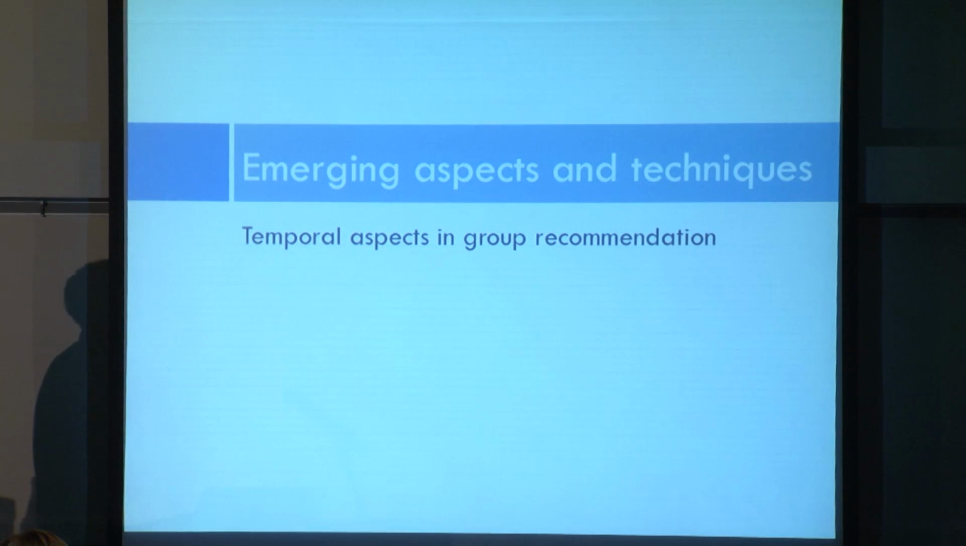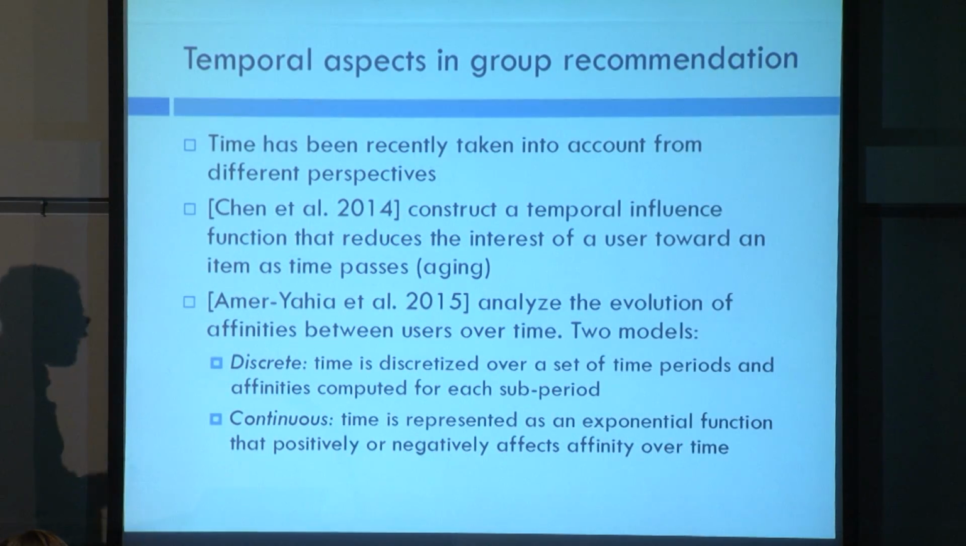Considering the temporal aspects in group recommender systems, between 2014 and 2015, 2 papers emerged that consider this aspect, and time has been actually considered in a very different way. In the first approach by Chen et al., the authors construct a temporal influence function that reduces the interest of a user toward an item as time passes. So it is a form of aging that has been applied to a group recommender system as well.